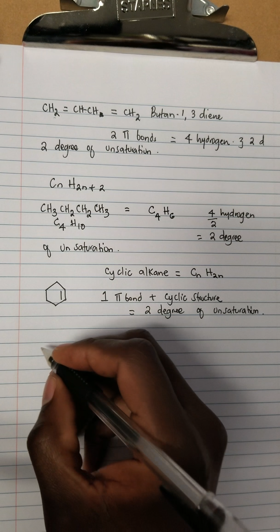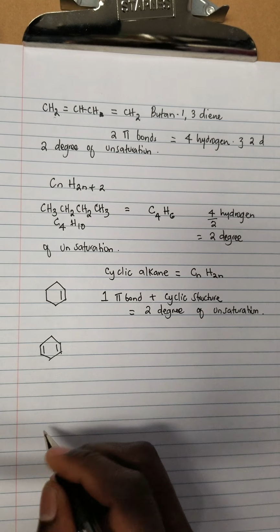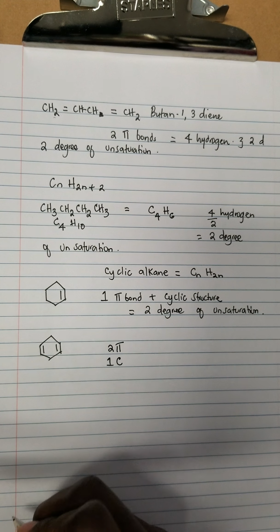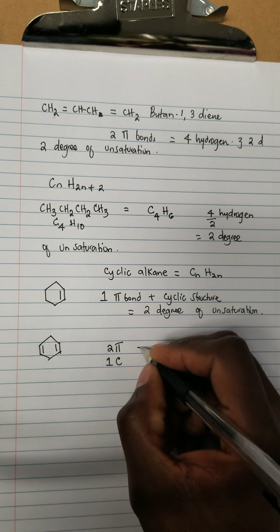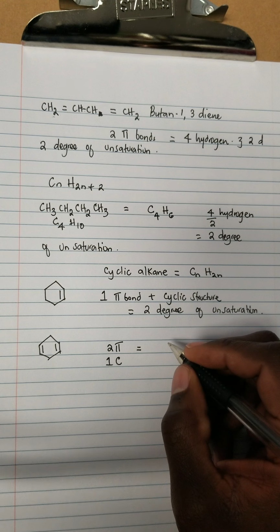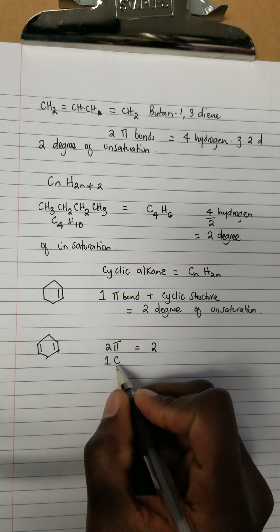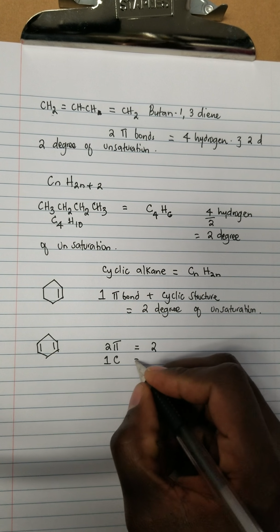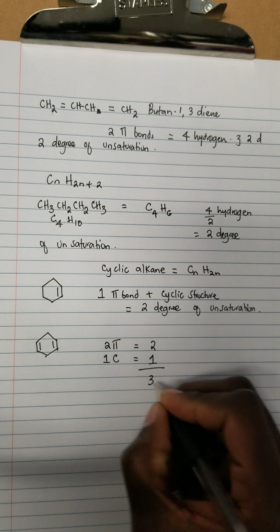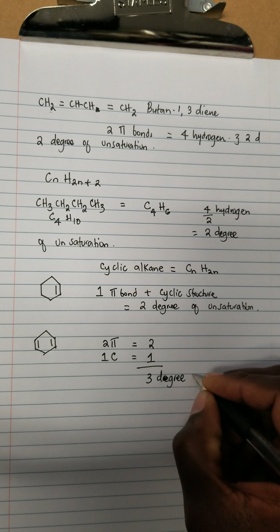If I go further to incorporating more bonds, I will be having 2 pi bonds and 1 cyclic structure. So 2 pi bonds, 1 pi bond is equivalent to 1 degree of unsaturation, so now if I have 2, that will be 2. And 1 cyclic structure will be equivalent to 1 degree of unsaturation, giving me a total of 3 degrees of unsaturation.